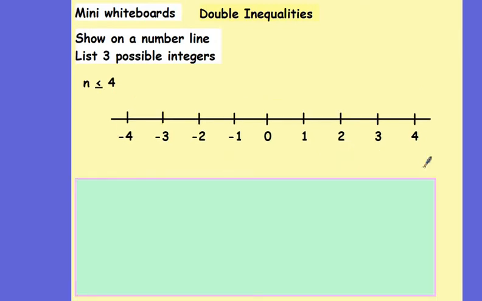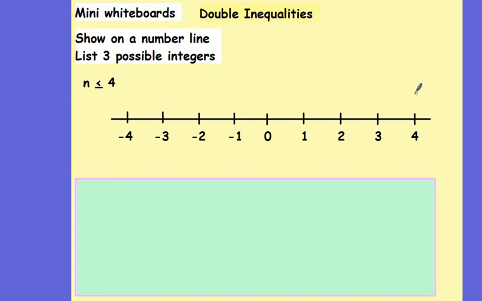Okay, Year 8, please pause the video. Show me n is less than or equal to 4 on a number line. N, I've just substituted the x for an n, doesn't change anything, just use it in the same way. And then can you list me 3 possible integers? Pause the video and have a go at that now, please.